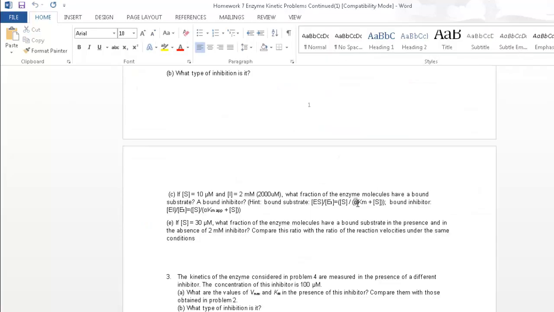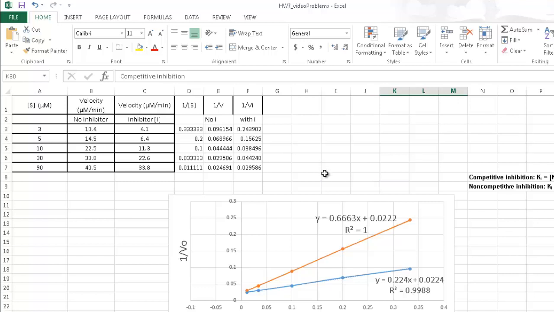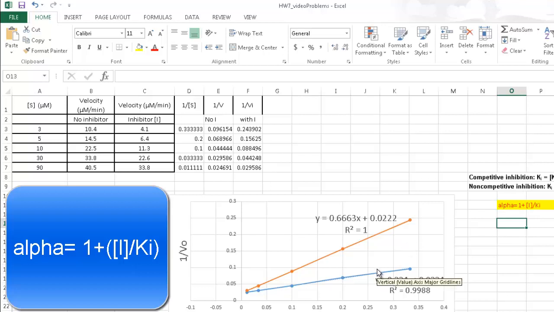I want to bring your attention to alpha. Alpha is a modulation factor. The alpha determines the degree to which this curve shifts counterclockwise. And alpha actually is this formula. The formula for alpha, or to what degree this gets this counterclockwise shift, is mathematically defined as 1 plus the inhibitor concentration over the inhibition constant, Ki.